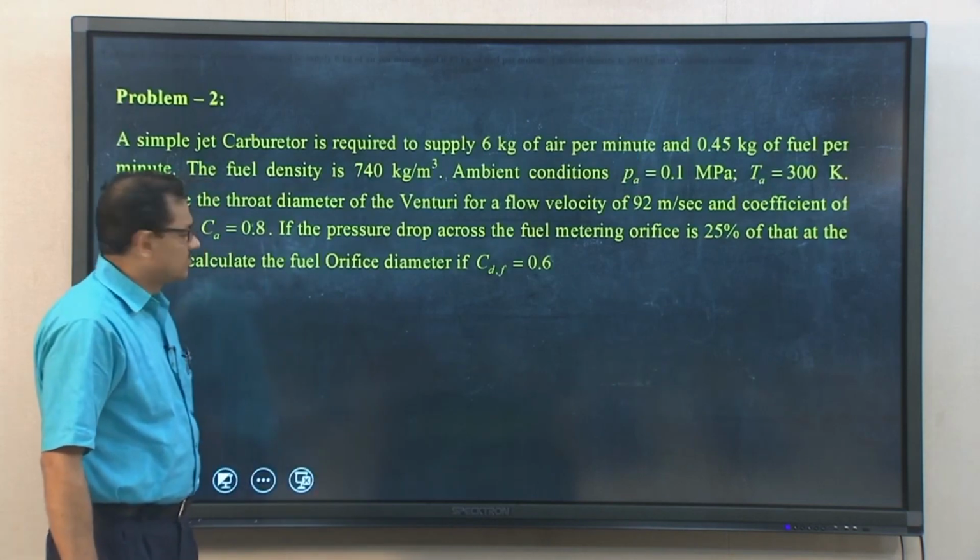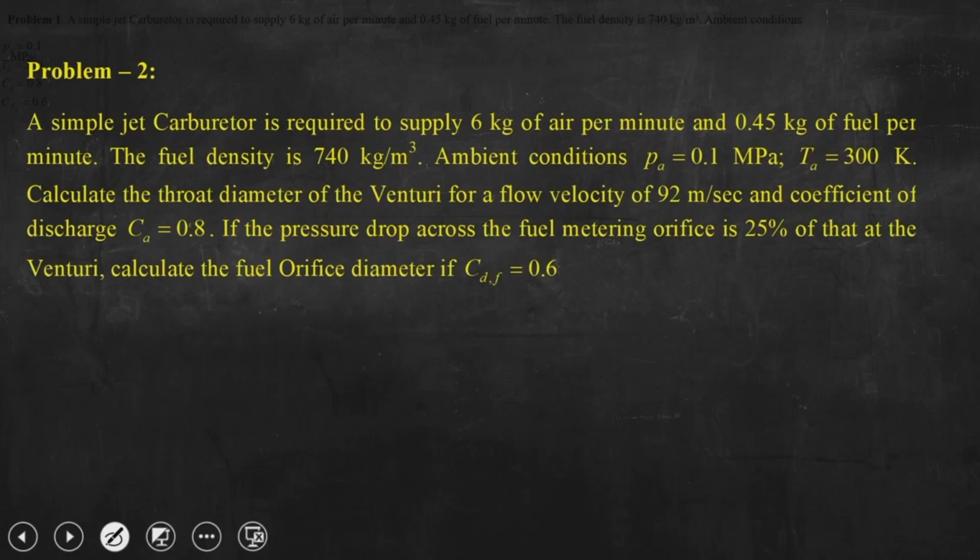So, this is the problem. Let us first read out the problem statement. A simple jet carburetor is required to supply 6 kg of air per minute, that is the mass flow rate of air, and 0.45 kg of fuel per minute. The fuel density is 740 kg per meter cube, rho f is given. Ambient conditions, that is pressure is 0.1 megapascal, temperature is 300 Kelvin. Calculate the throat diameter of the venturi for a flow velocity of 92 meter per second.